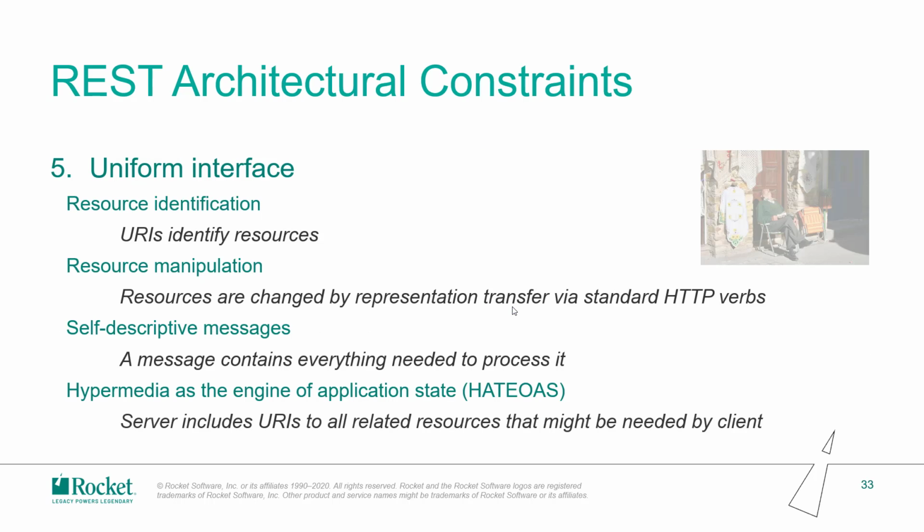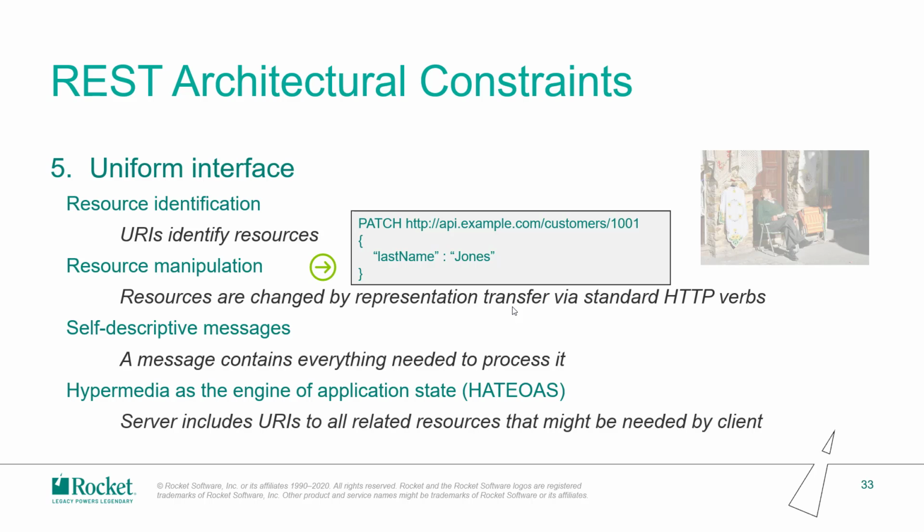And the last big architectural constraint around REST is the uniform interface. The uniform interface has a number of subtenets, and it can be relatively complicated, so let's just go through them one by one here. The first one is around resource identification. So that simply means in terms of web APIs that the resources that are served up by a web API server are identified via URIs, just like we see in the example here.